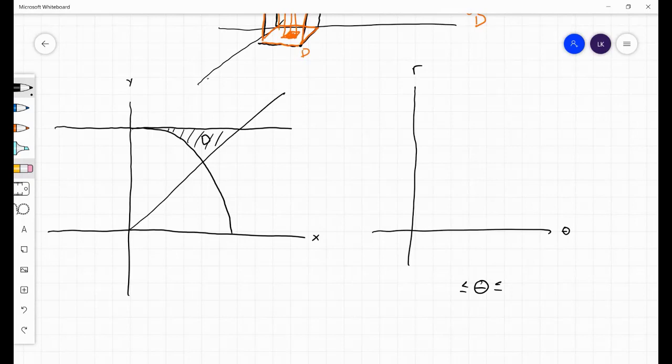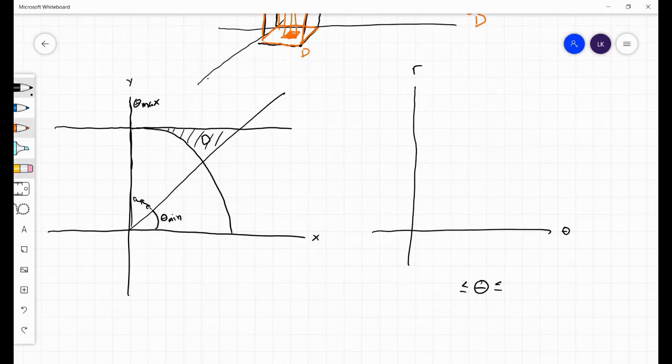It wouldn't be 0 to 2 pi. Because remember, in polar, theta is the angle, of course, from the positive x-axis. So there's a starting value of theta, and theta is going to increase until we hit some maximal value of theta, so that we're covering this region in terms of theta.